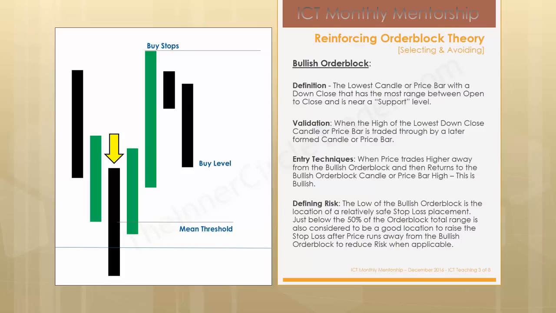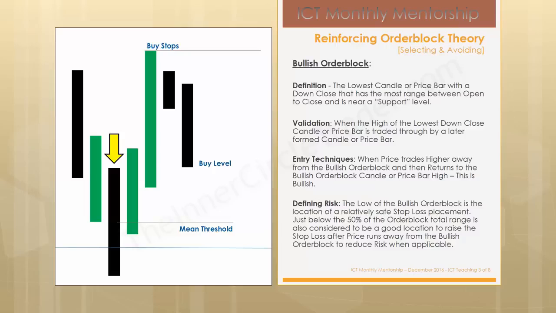Ideally, the best order blocks will not see price trade down below the midway point of the entire body of the candle. You're going to measure the open to the close on the down candle to measure where the middle of it is. Do not use the wicks. Don't use the very high or the very low. Measure your Fibonacci level. The 50% level or halfway point is the mean threshold on a bullish order block.